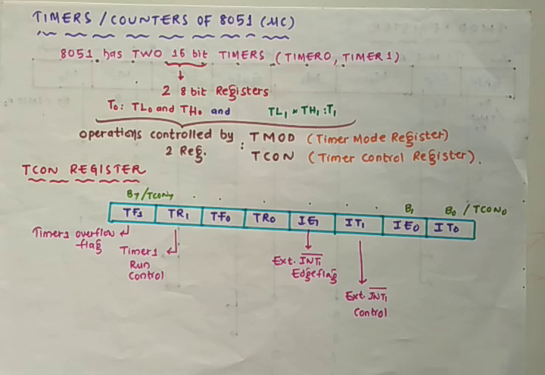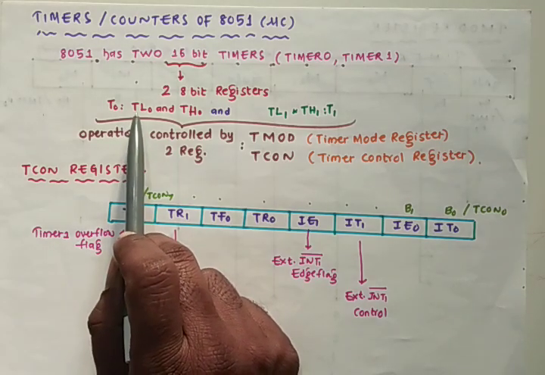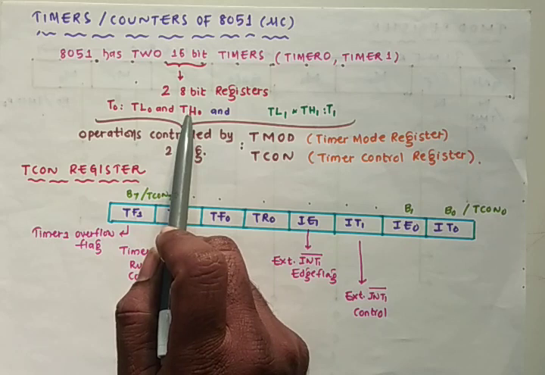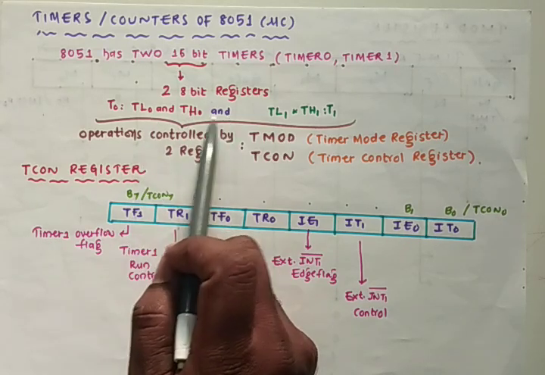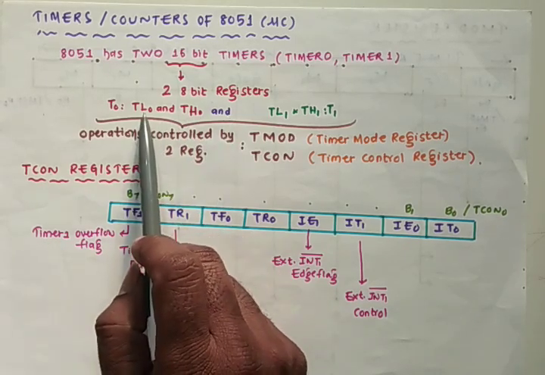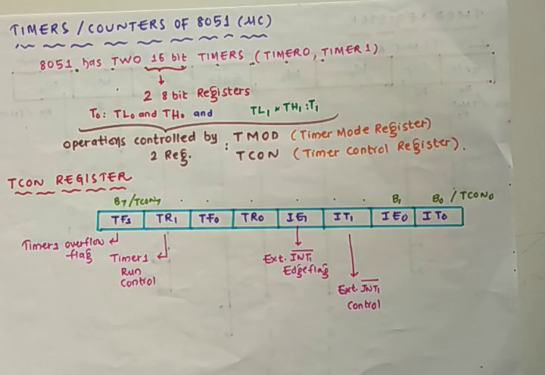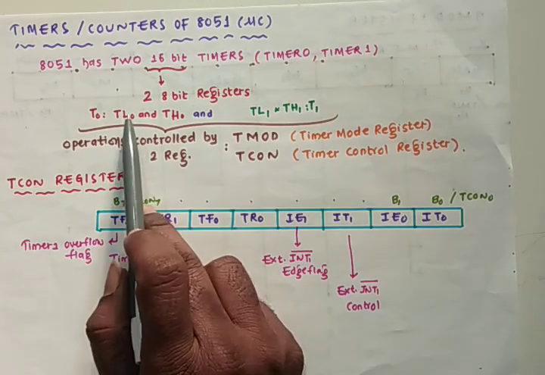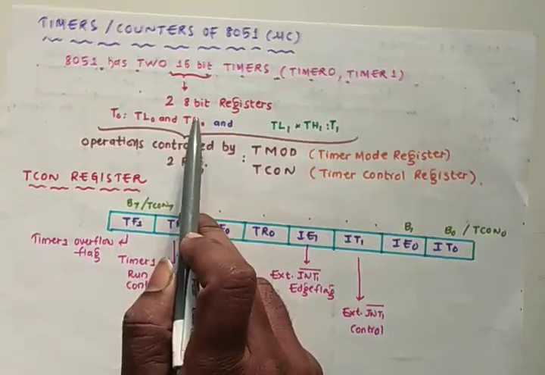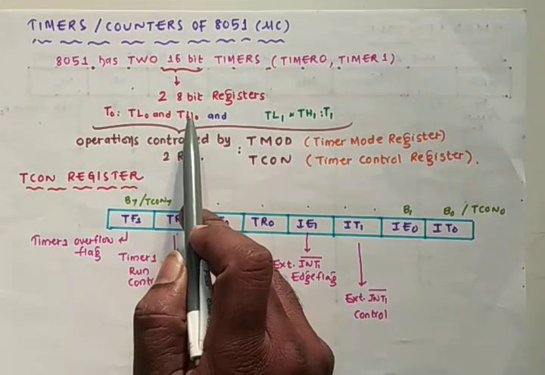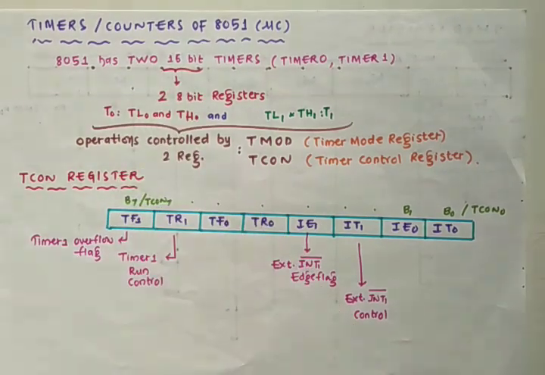For timer 0, these registers are called TL0 and TH0. 0 is timer 0, L is the lower byte, H is the higher byte. A byte is equal to 8 bits. So here we have 8 bits and here 8 more bits. 8 plus 8 makes a 16-bit timer.